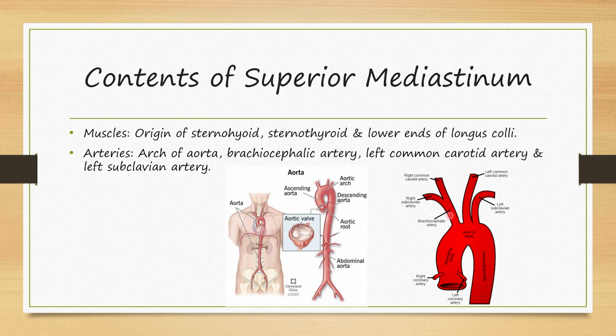And only the left common carotid artery and the left subclavian artery. Why is this? Because the right common carotid artery and the right subclavian artery go to the part where the lung used to be. So these are not on the boundaries, that is, between the lungs, so this doesn't count.